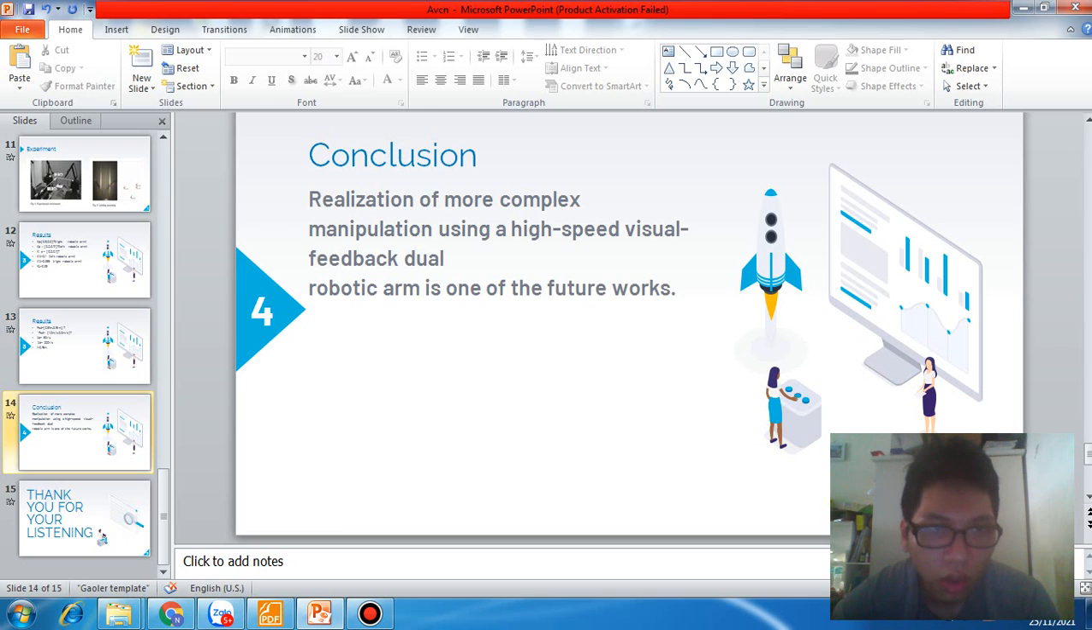Conclusion. Realization of more complex manipulation using a high-speed visual feedback dual robotic arm is one of the future works. In the future, we will see more robotic arms used in many applications.